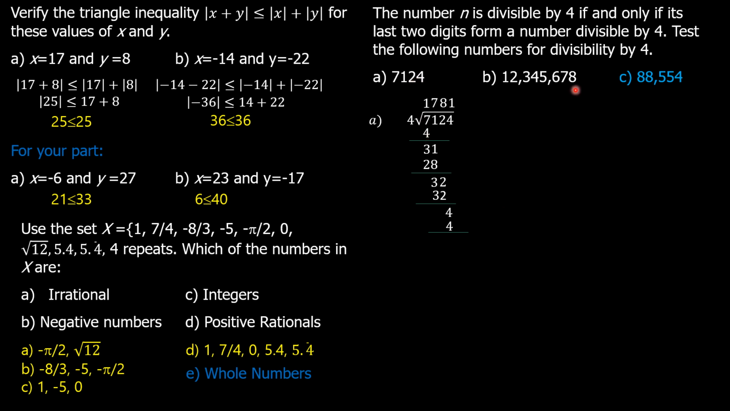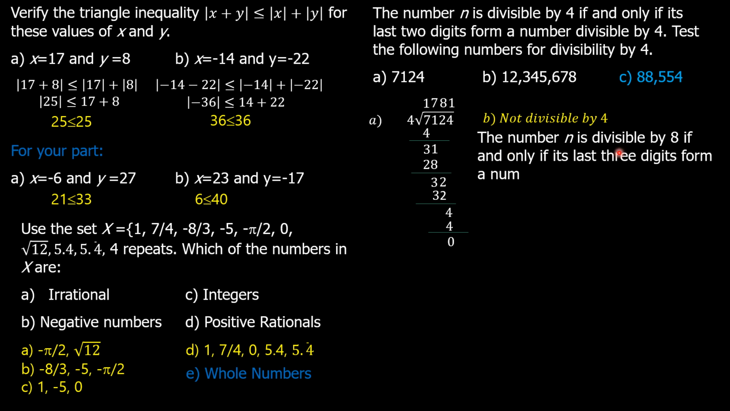And for part B, 78, the last two digits divided by 4. So 78, 7 divided by 4 is 1. 1 times 4, 4. 38. 38 is not divisible by 4, therefore B is not divisible by 4. Then for your part, because 54 is divisible by 4, show that it is divisible by 4.